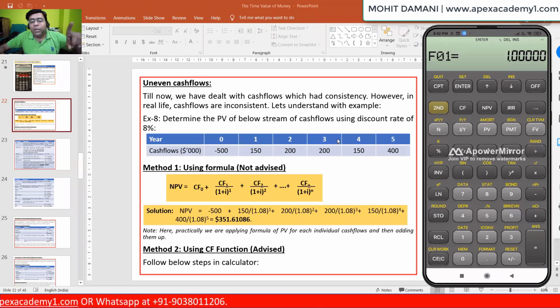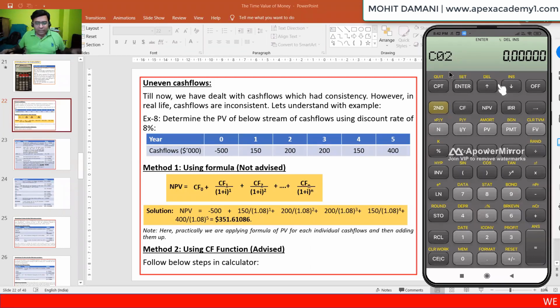That is why it is not in a row, and here we cannot do anything. Okay. So we will press arrow down, that is once only. C02 means again second year cash flow. In our situation it is 200. So 200, enter, arrow down.